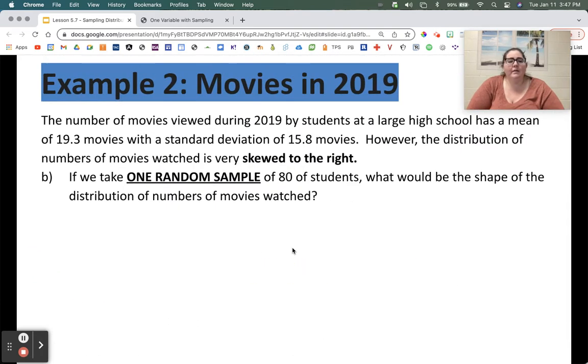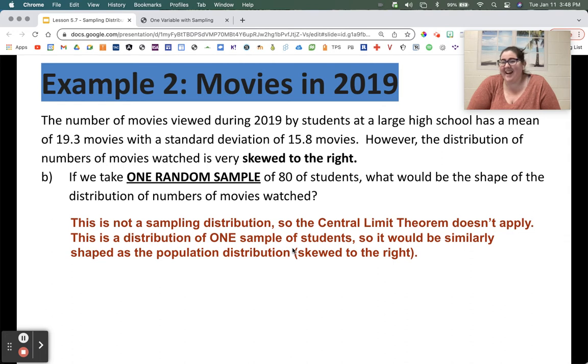What if we take one sample of 80 students? What would the shape of that one sample of 80 students' numbers of TV or movies watched look like? Now, you might be tempted to say that that would be normal because 80 is bigger than 30. It's a big enough sample size to make the distribution roughly normal. And that is true for a sampling distribution. However, this is not actually a sampling distribution. This is just one sample of 80 students and those 80 students' numbers. We didn't ever say anything about a mean, and a sampling distribution, remember, is a collection of sample means. So this one is just talking about a sample of students' original values.